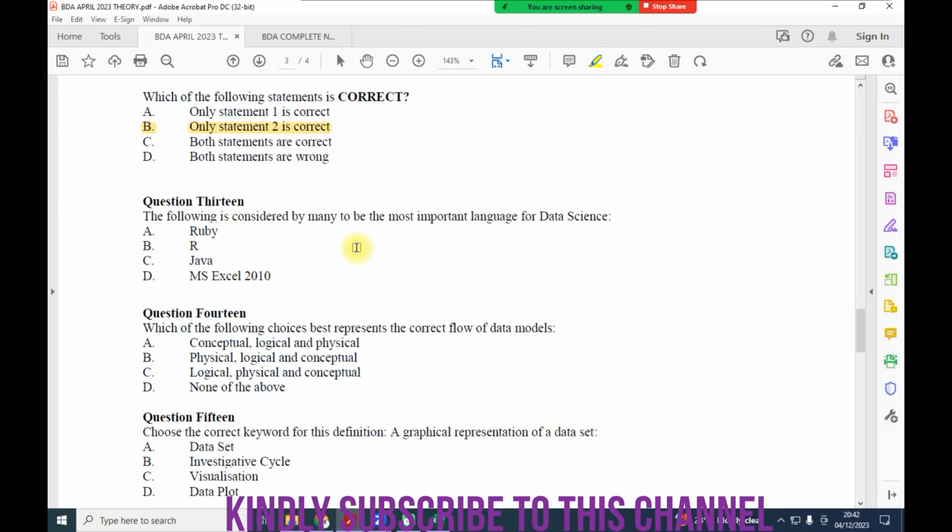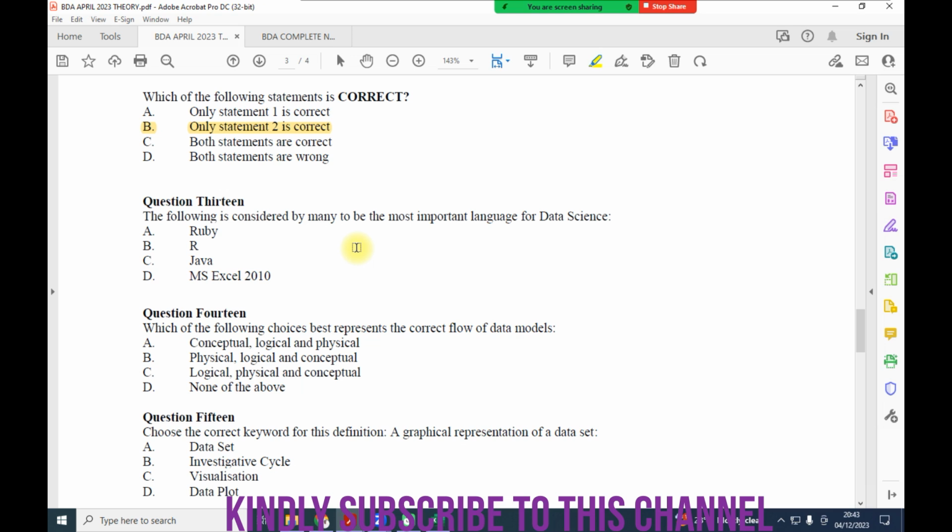In question number 13, the following is considered by many to be the most important language for data science. The most important language for data science. So do we deal with Ruby? Do we deal with R? Do we deal with Java? Do we deal with MS Excel? For data science, which is the most important? Is it Ruby? Is it R? Is it Java?